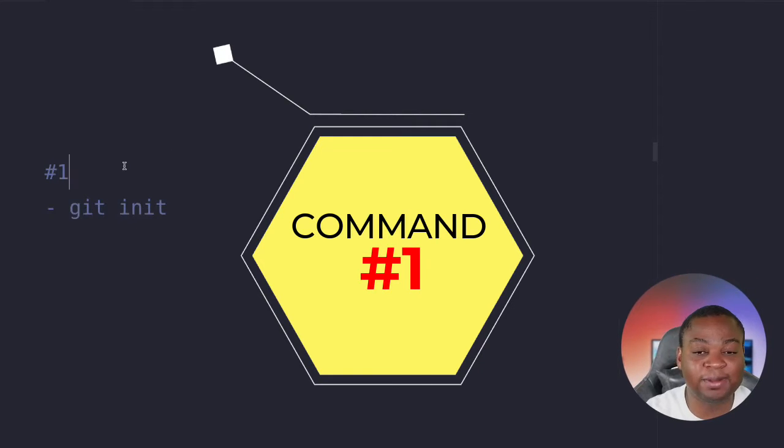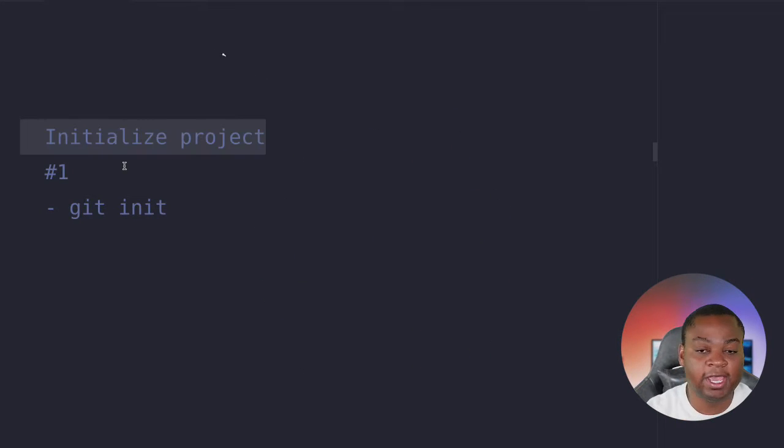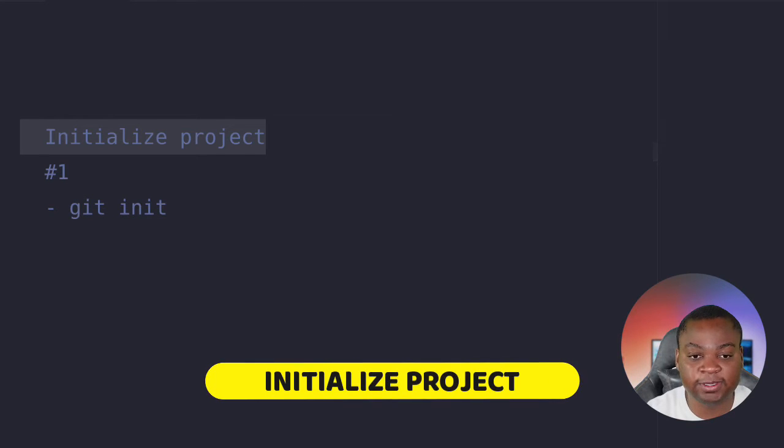For command number one, we're going to be looking at one of the basic commands that you should start with if you're building a project using Git. And this one, all it does is just initialize the project for you. Nothing big. It's very simple. But as we go down the line, we're going to be exploring commands that are a little bit harder compared to this one. And there you go. That was command number one.